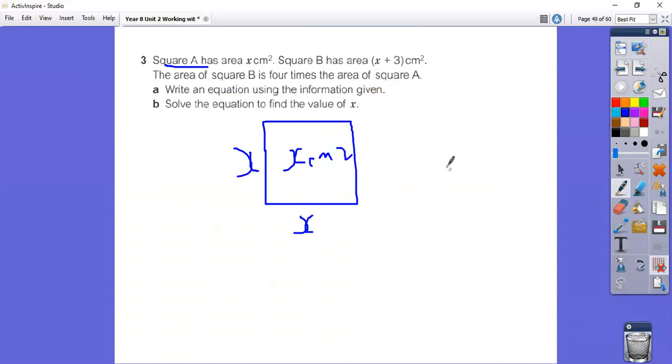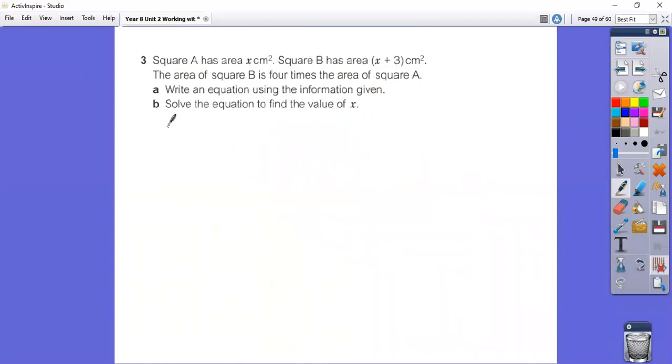So for that one, you would write, oops, let me just get rid of these. So for A, write an equation from the information above. So we would write 4x equals x plus 3. And then I'll let you do the solving part yourself.